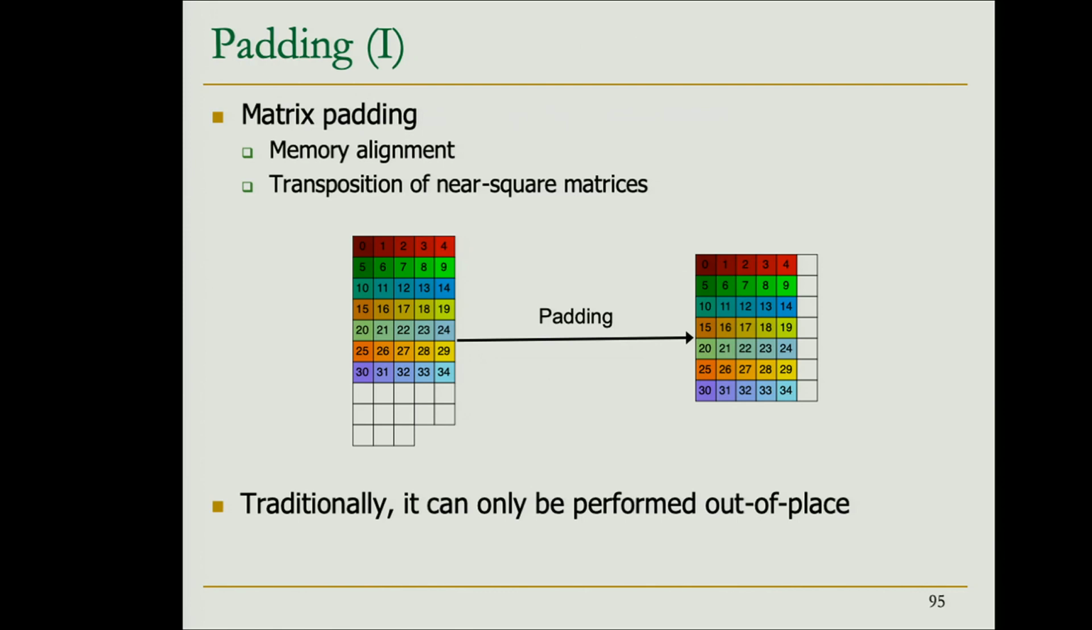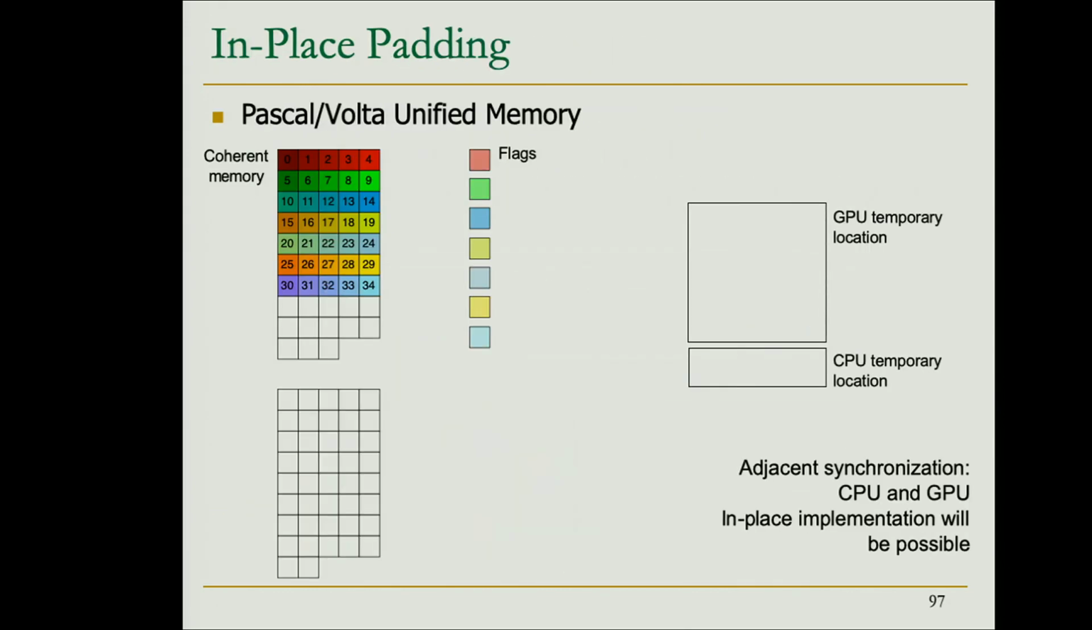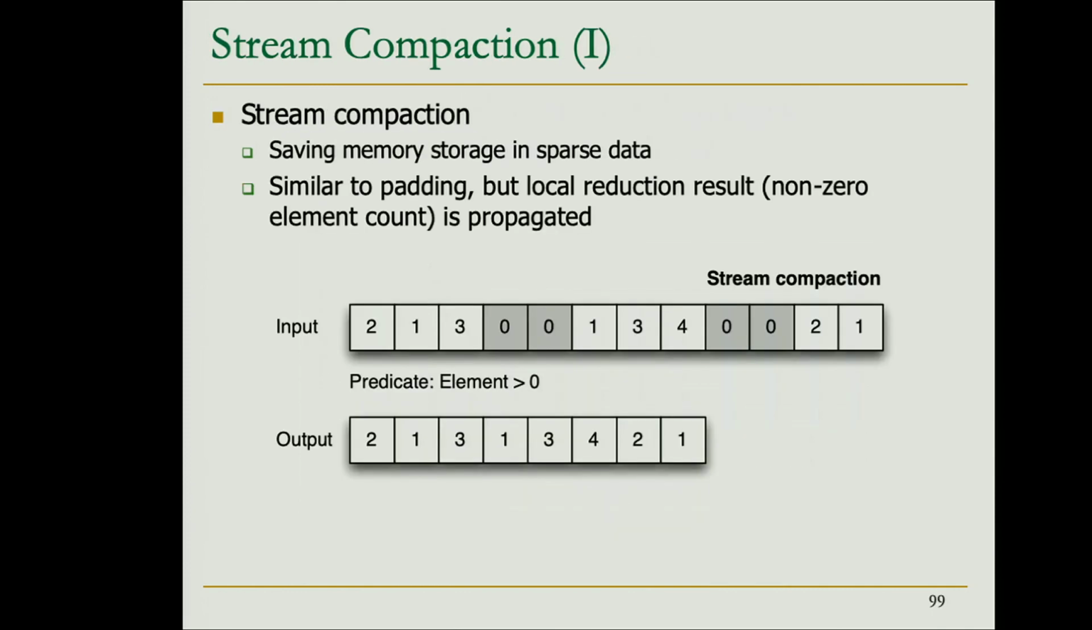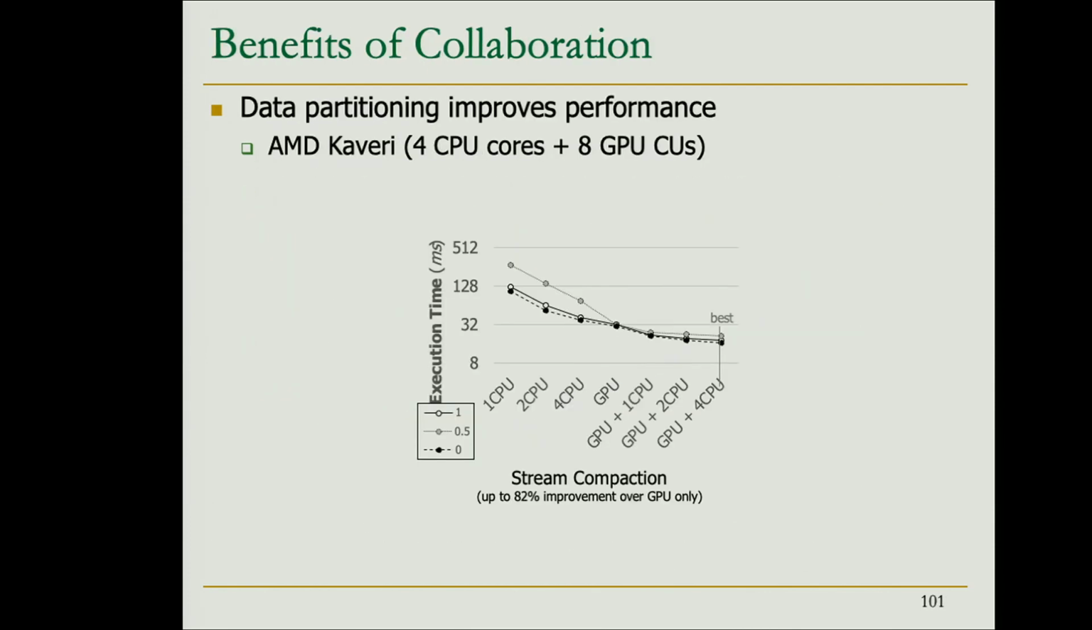Here you have, this is also a performance improvement on an AMD Kaveri, which is an integrated system on chip with 4 CPU cores and 8 GPU compute units, or GPU cores in AMD terminology, and here it's a 47% improvement over the GPU-only version. Here you have a few more examples, padding. I want to go over these. You can see some results showing some performance improvement. This is another thing, string compaction. In this case, how much? 82% improvement on this AMD Kaveri over the GPU-only implementation.